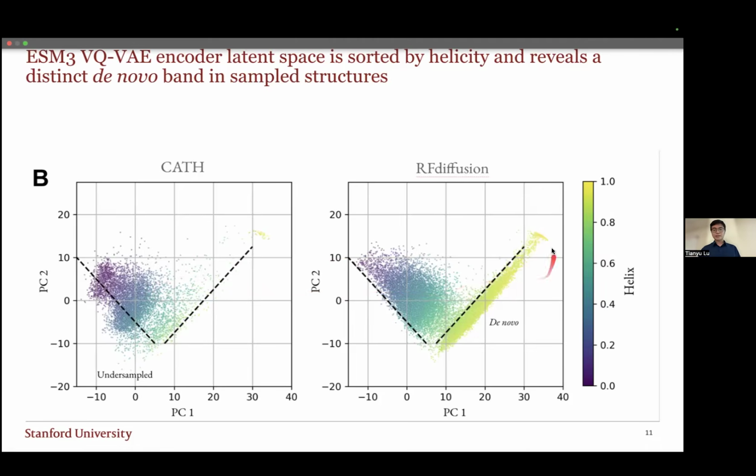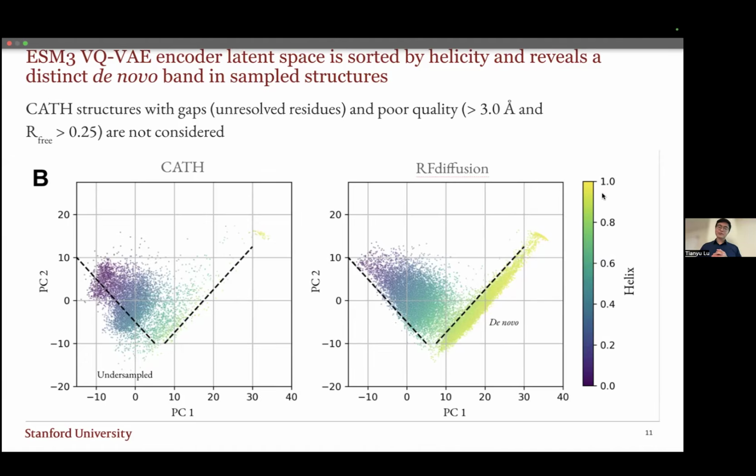The sample structures have this very notable band, and in the next slide I'll show you exactly what these structures look like. But these dots do not show up in the reference distribution, whereas there's also a region here that doesn't show up at all in the sample distribution. So there's undersampling over here, and oversampling or generalization over here. What's quite interesting is that the latent space of this VQVAE is sorted by helicity. Here's a coloring of the helix content of each of the structures.